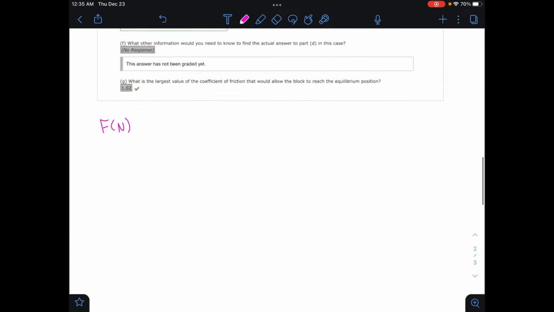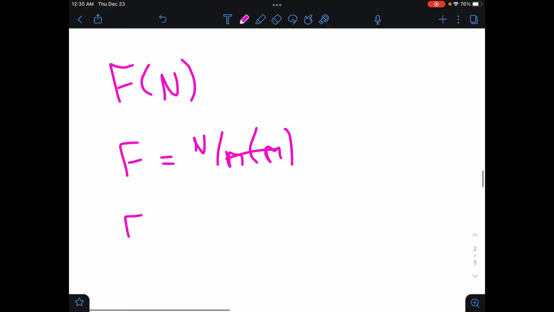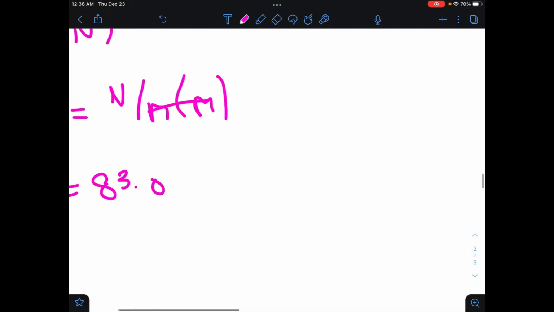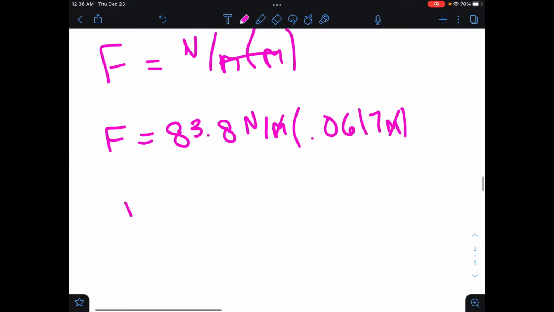So F is equal to newton meters times meters. We can just look at the units right now. The meters cancel, so then we get newtons. Force is equal to 83.8 newton meters times 6.17 centimeters, so that's 0.0617 meters, and then the meters cancel like we thought. So we get a force equal to 5.17 newtons.